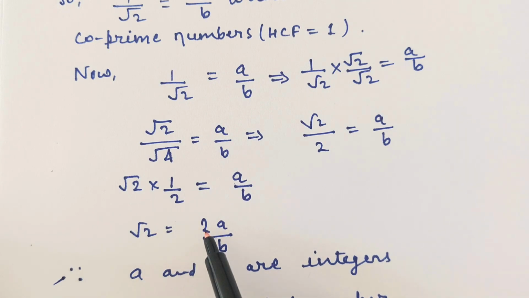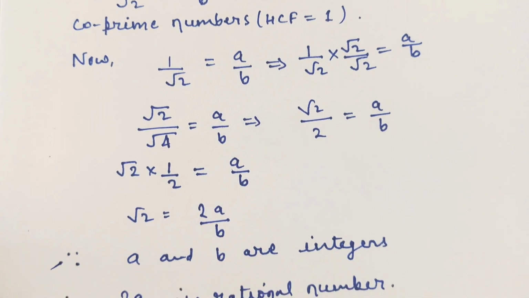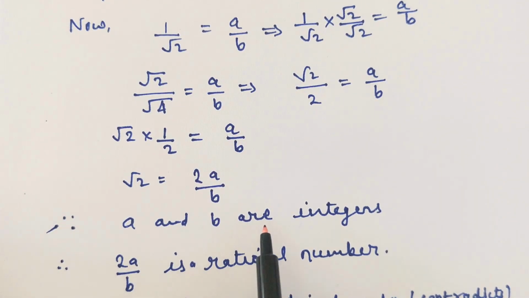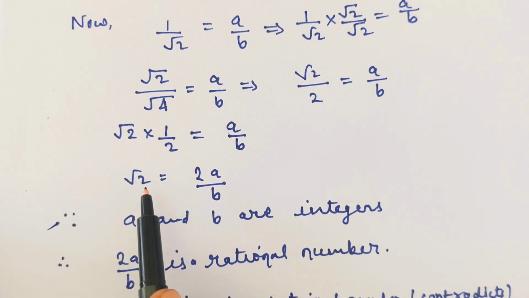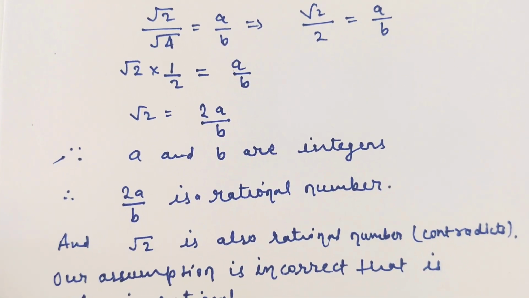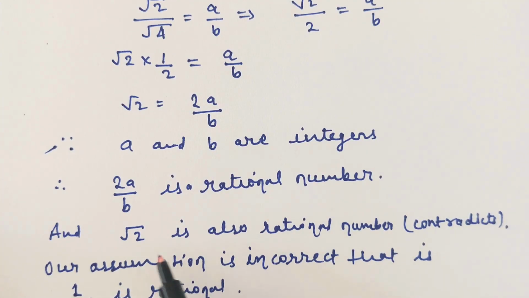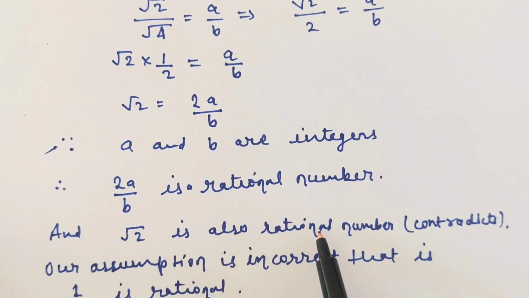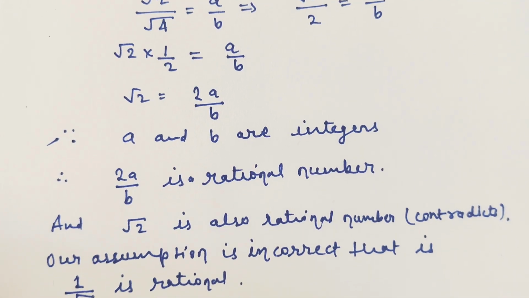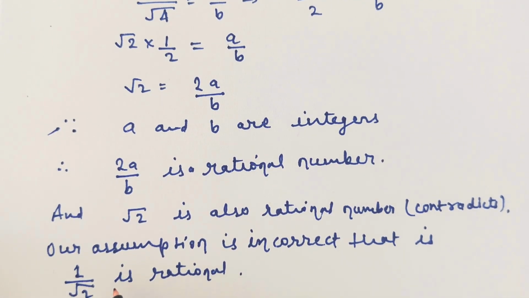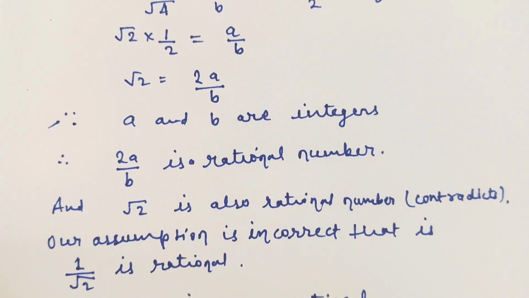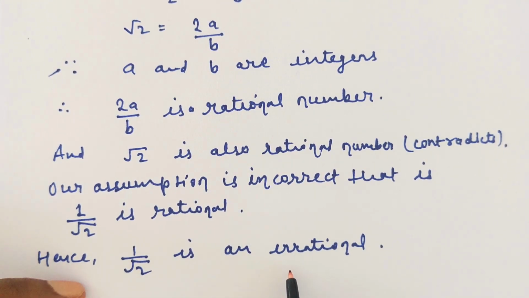Here root 2 is irrational and 2a by b is a rational number. Since a and b are integers, 2a by b is a rational number, but root 2 is irrational. This is a contradiction, since it would show root 2 is also a rational number. So our assumption is incorrect that 1 by root 2 is a rational number. Hence 1 by root 2 is an irrational number.